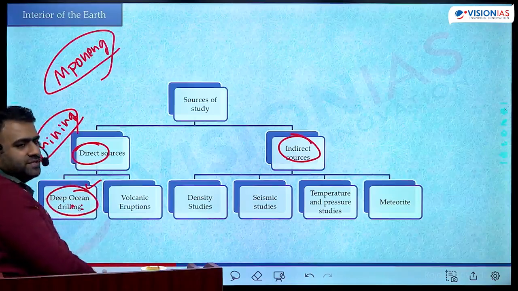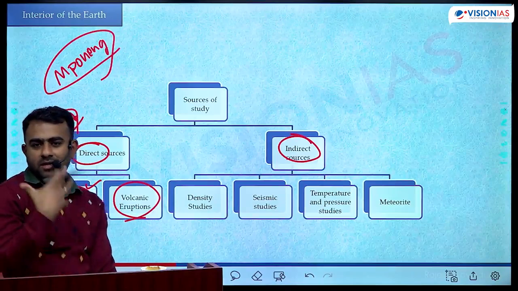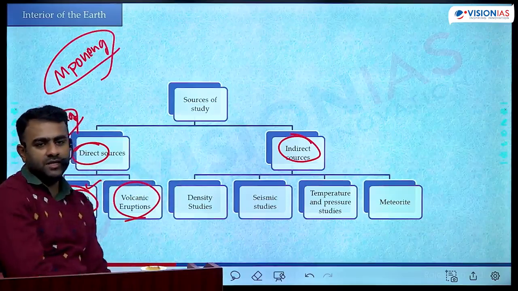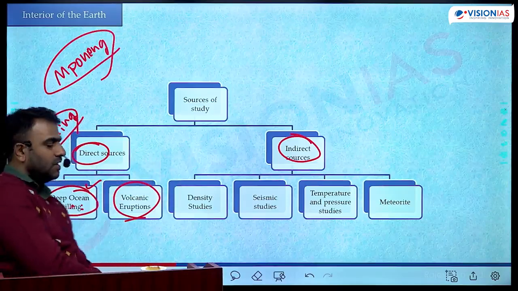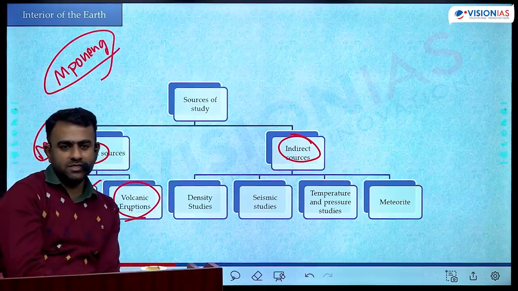There is limited information from here also. Then volcanic eruption, the magma, the gases and the debris which come out during the volcanic eruption, all of this comes out from the Earth's interior, right? So it acts as a source of information. However, the issue is we cannot come to a conclusion from which part of the Earth it is coming.